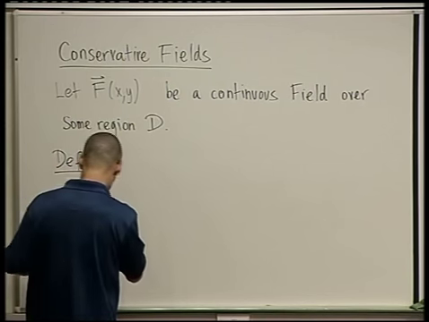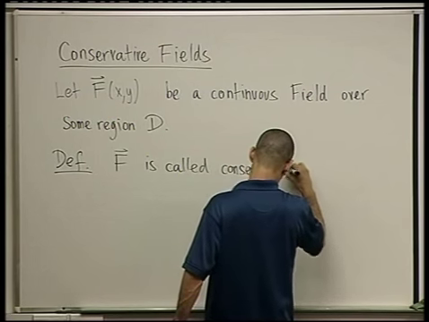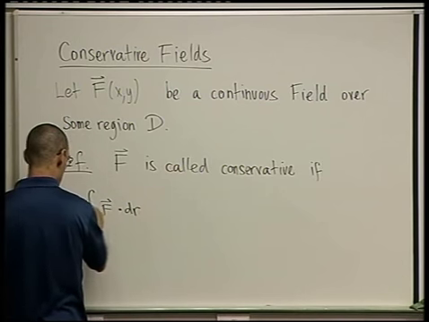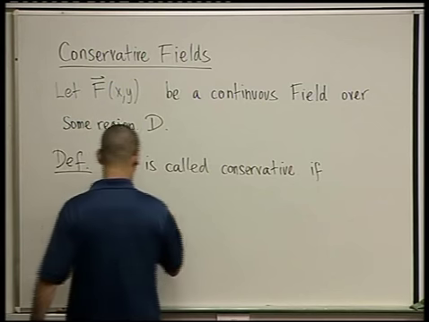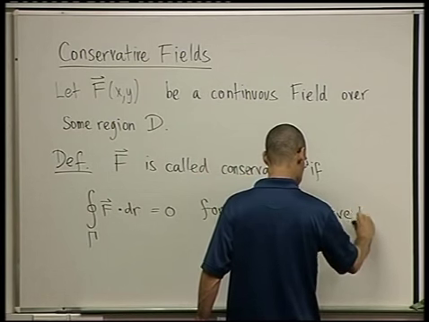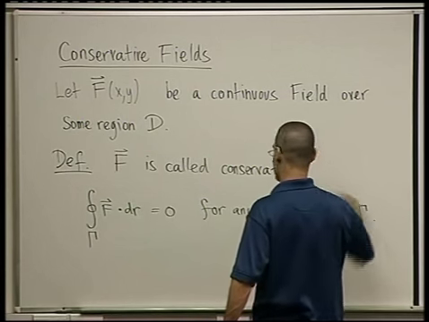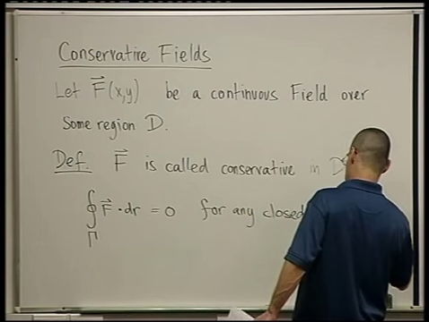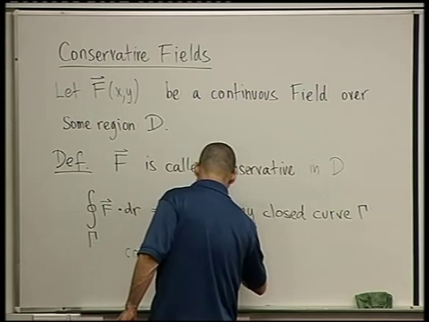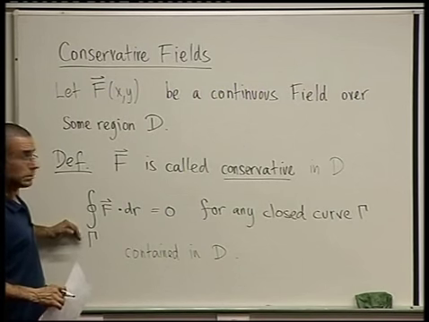And here comes the definition. F is called conservative if the integral of F dot dr over any closed gamma is 0. Conservative in, let's be more precise, conservative in the region D for any closed curve gamma contained in D. Okay, so this is being a conservative field if for any gamma closed, it's 0.